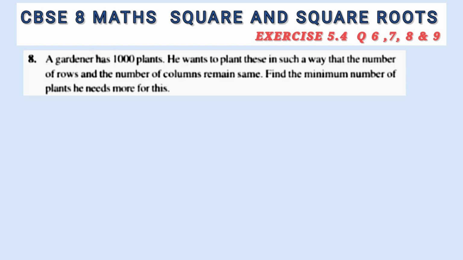Let us go through question 8 now. A gardener has 1000 plants. He wants to plant them in such a way that the number of rows and the number of columns remain the same. Find the minimum number of plants he needs more for this.